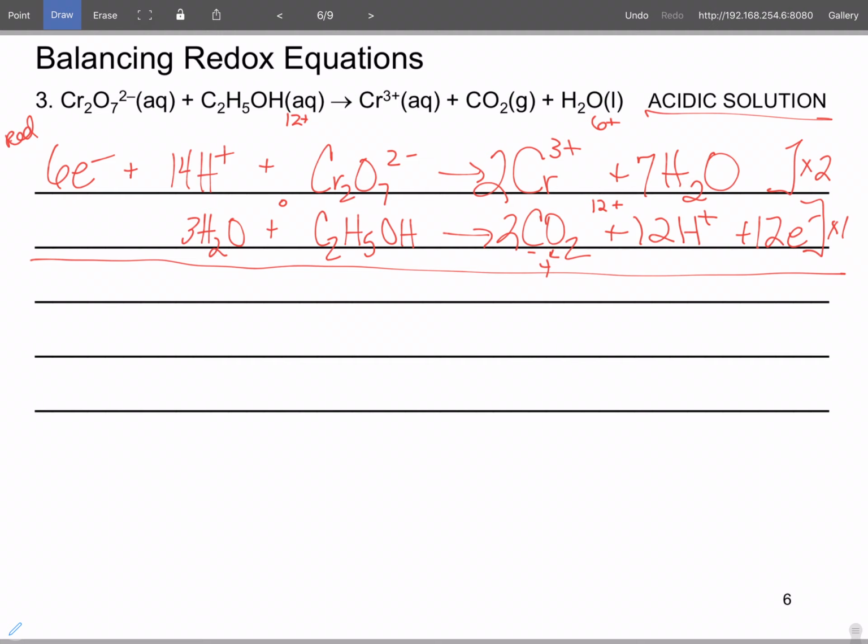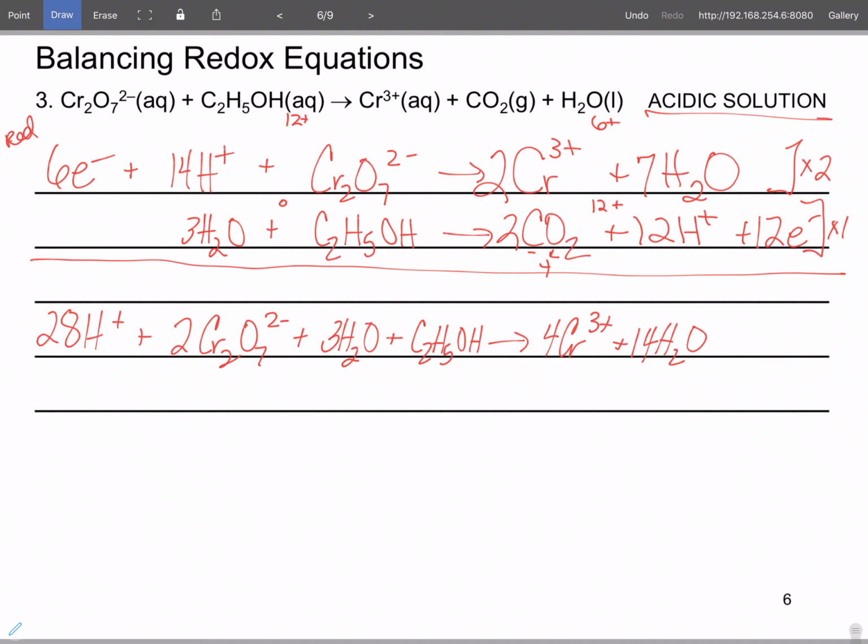So what I've got is 28 H+ plus 2 Cr2O7 2-, plus 3 H2O, plus C2H5OH, yields 4 Cr3+ plus 14 H2O plus 2 CO2 plus 12 H+.